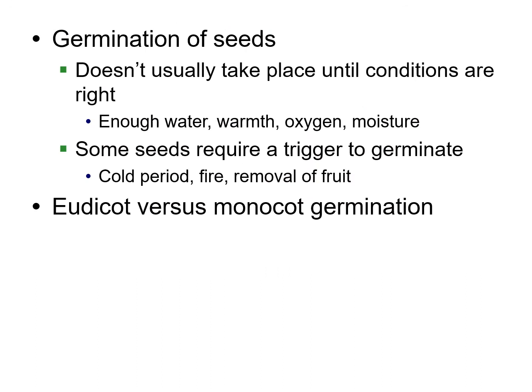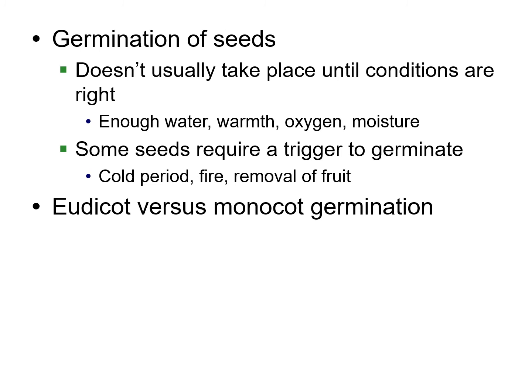Now, seeds need to have certain conditions to be able to germinate. If they don't have those conditions, then they really won't be able to work. So some plants are picky. They need water, they need warmth or oxygen or moisture. Others need some sort of a trigger like a cold or a fire, or the fruit itself should be removed, and that will be enough.